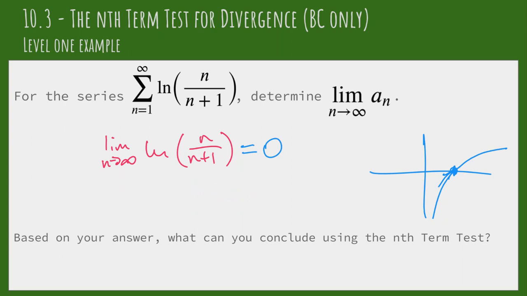So based on this answer, remember the nth term test for divergence only works if this limit is not equal to 0. It cannot tell us if a series converges or diverges when this limit is 0. So again, we cannot make a conclusion.